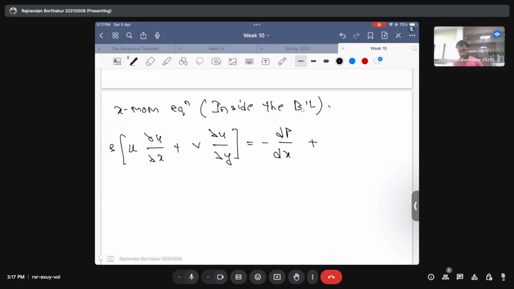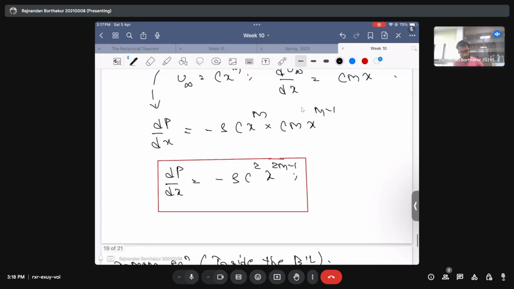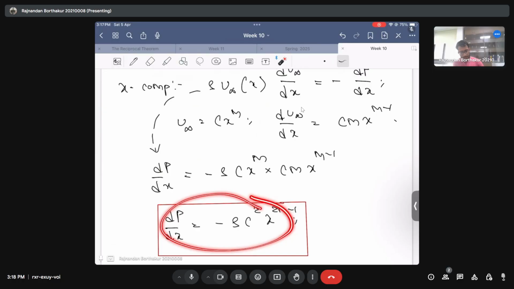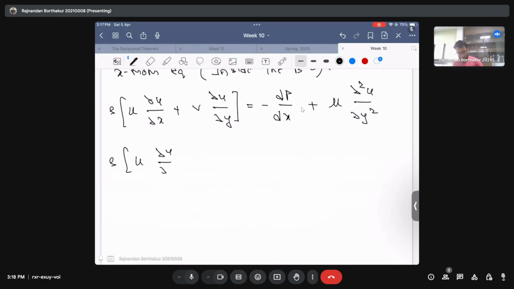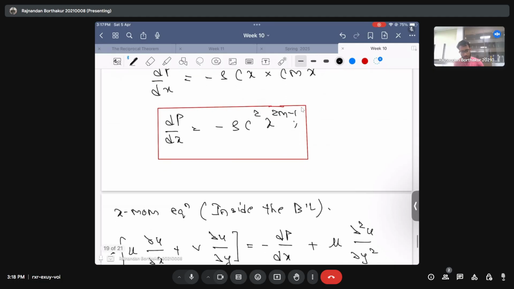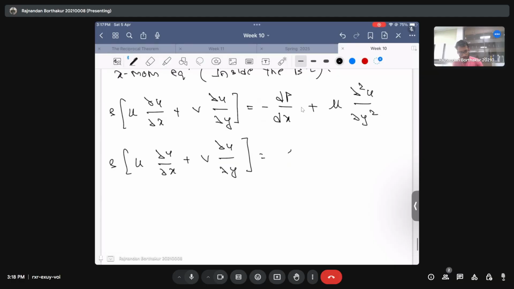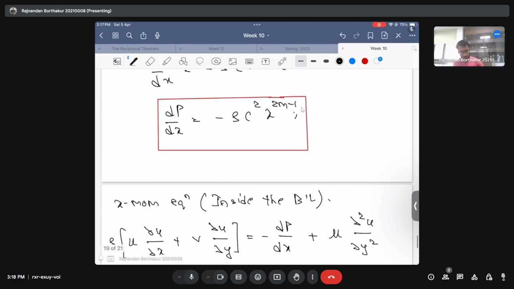And then I have plus of mu del square u by del y square. Okay, but from the Euler's equation I know that dp by dx is of this form. So this becomes rho times u del u by del x plus v del u by del y, and then dp dx is minus of this, so this becomes rho times c square x to the power twice m minus 1.